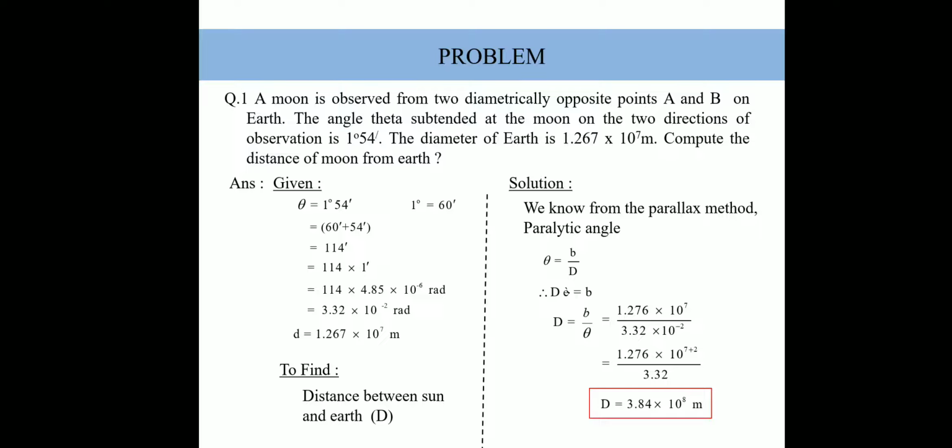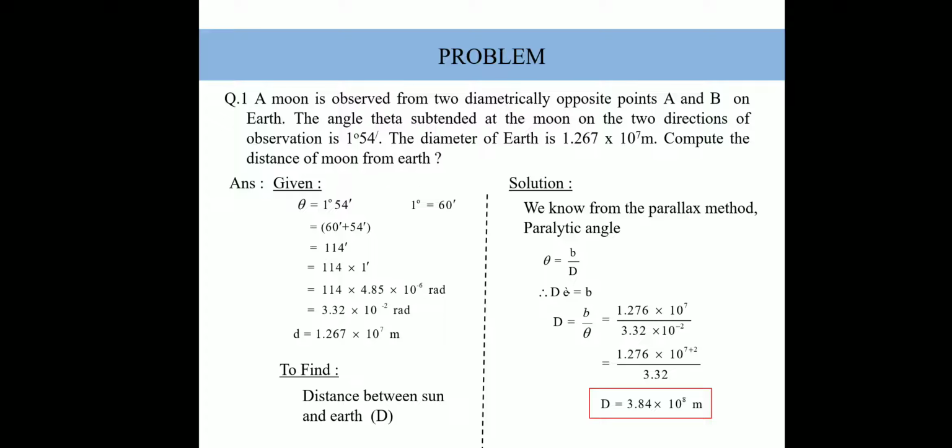I hope all of us have understood what this is, and how we use the parallax method to find the distance between. A similar method we can also use to find the distance between the sun and earth, or any star which is very far away from us, which appears to us as a simple dot. So using this same parallax method, we can calculate the size of that particular planet or dot.